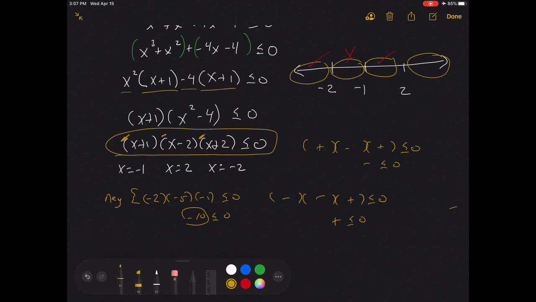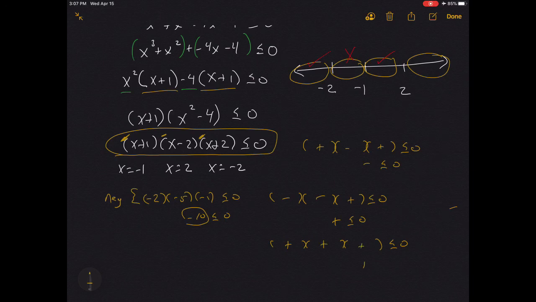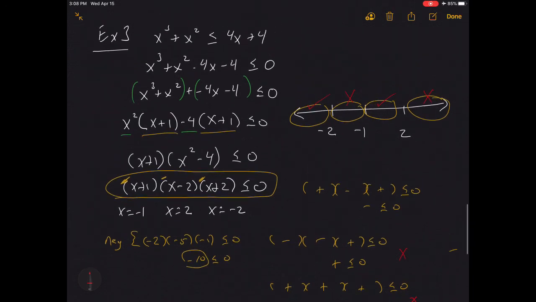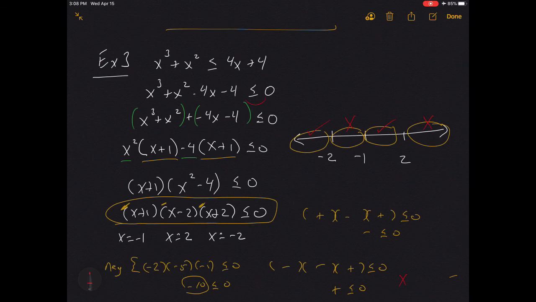So again, I'm just going to do my three parentheses. Hopefully I won't make that mistake on this one. So if I plug something bigger than 2 into the first parentheses, that's positive. If I plug something bigger than 2, like 3, into the second parentheses, that's also positive. And then the last one is also positive. That gives me a positive value. That is false. I do not want that one. So these were false statements. So that's out.